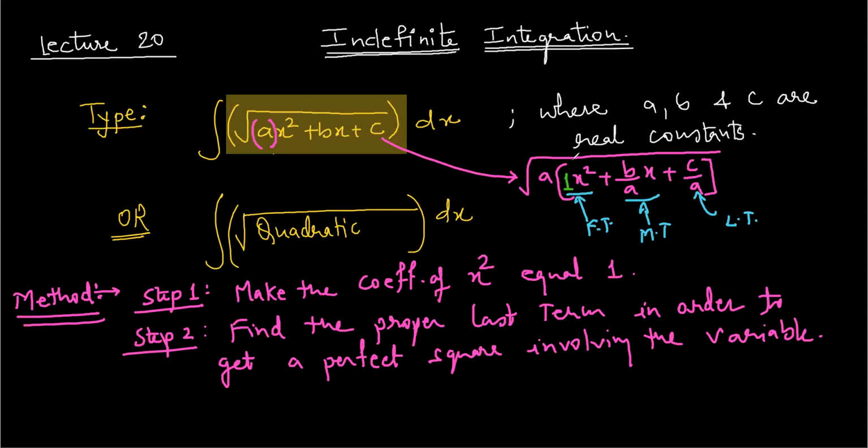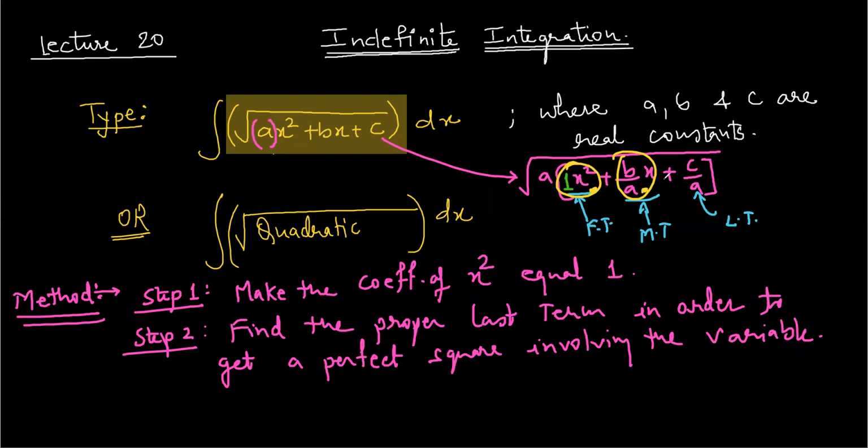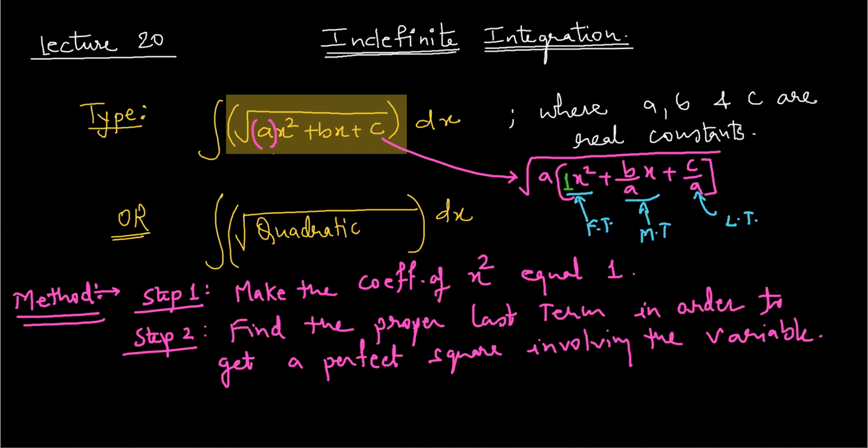Like I will consider this as the first term. This is my first term. This is my middle term. And for these 2 terms, I will find out a proper last term so that this, this, and the last term which I will find, those 3 will get me the perfect square involving the variable x. Okay, and for that the formula is, what is the formula? Yes, correctly said, very well said. So here what you thought was perfect.